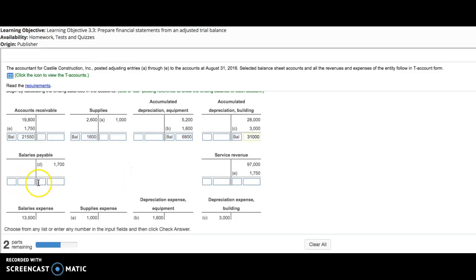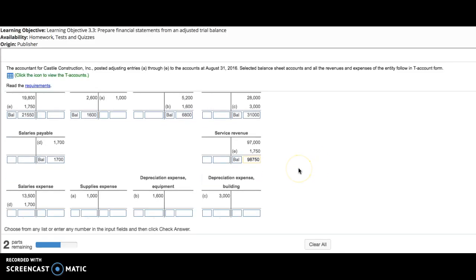Salaries payable. It's going to be 1,700. Service revenue. We've got a credit balance of 98,750. We've got a debit balance here of 15,200. Debit balance of 1,000. Debit balance of 1,600.